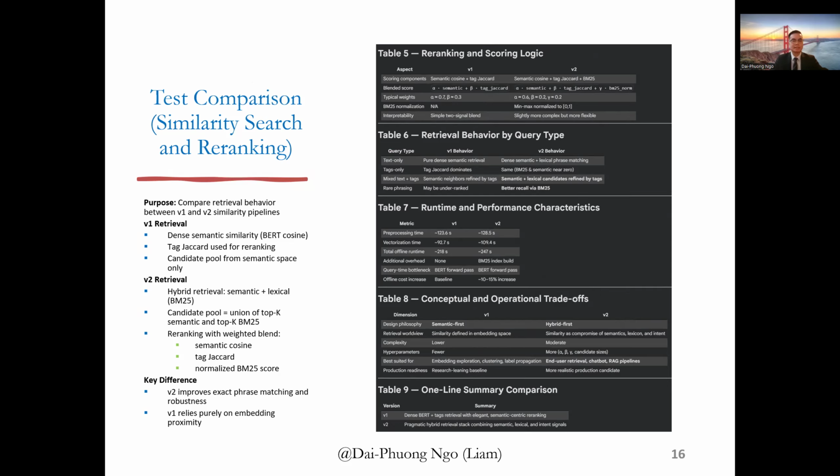In practical tests, this hybrid approach consistently improves robustness. Exact phrases like "misappeared" or "pregnancy test negative" surface more reliably, while semantic similarity still captures paraphrases. Tags act as an intent stabilizer rather than the sole driver. Overall, V2 behaves more like a production-grade retrieval stack and aligns well with downstream RAG-style use cases.